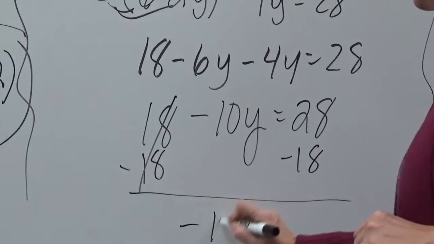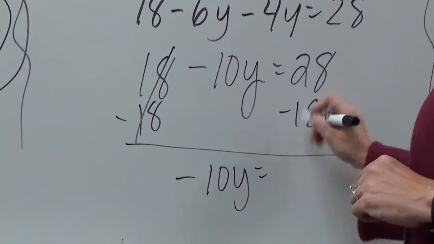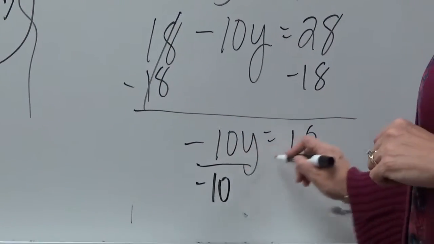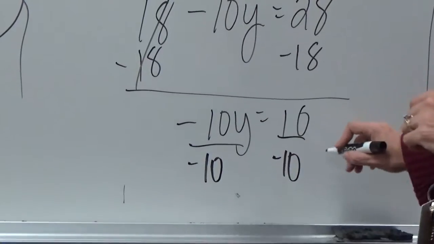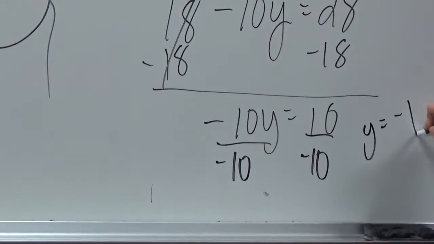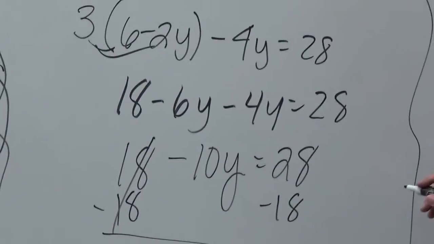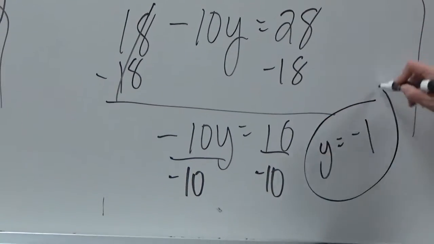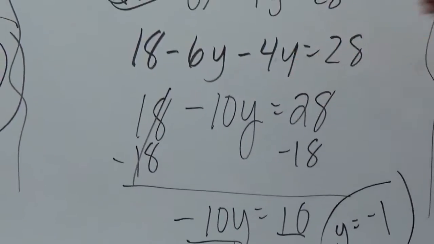We always like when it works out nicely. And I get negative 10y equals 10. Divide by negative 10, divide by negative 10. And my answer is y equals negative 1. So my final answer is, oh, I haven't figured out x yet. That was a lot of work just to figure out what y was.